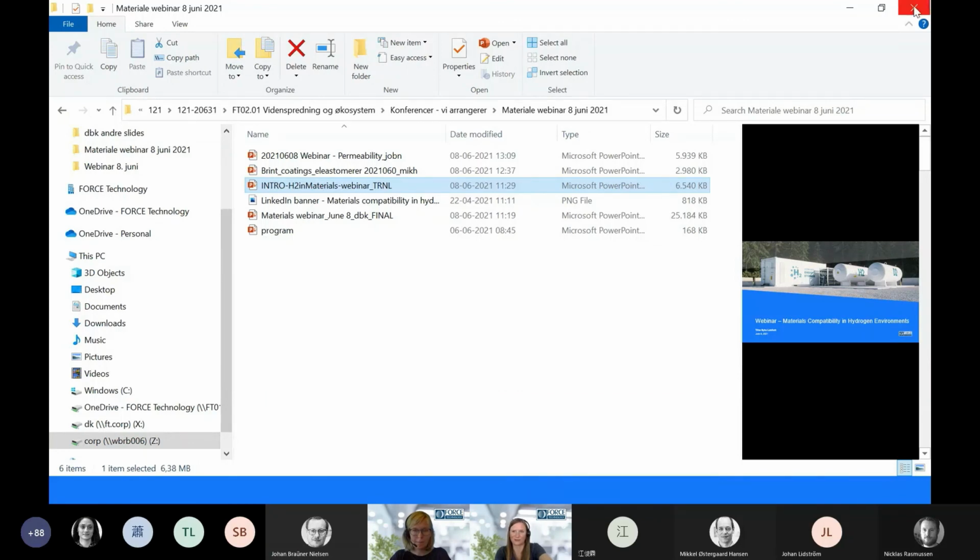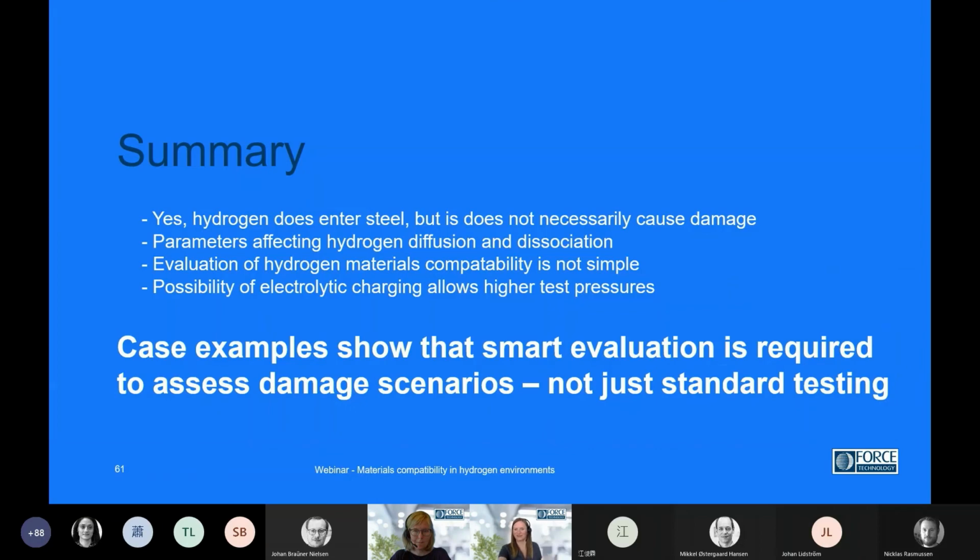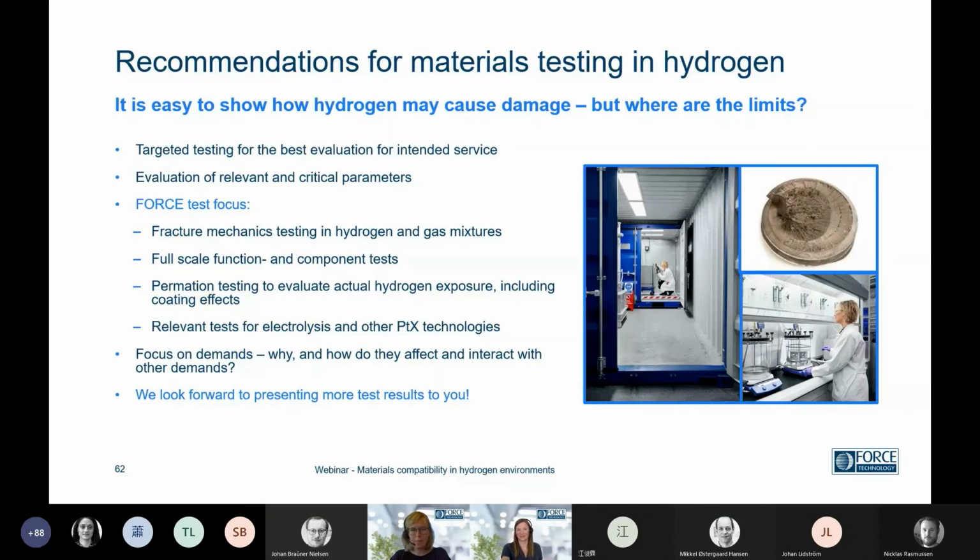My computer just froze. Okay, it's tired now.